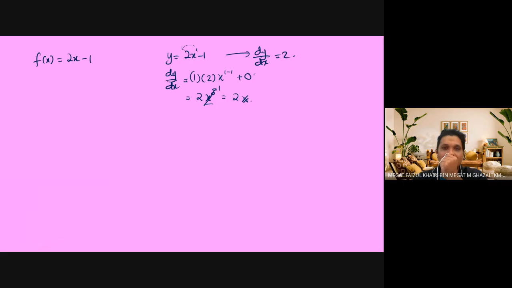But this method is not answering the question, because it wants you to find dy dx using first principle. So what we can do now is come up with the formula of f prime x. Read for me the formula of f prime x using first principle. Limit.